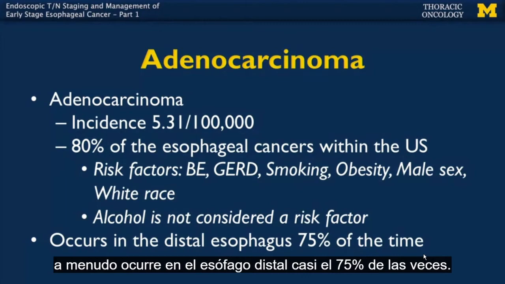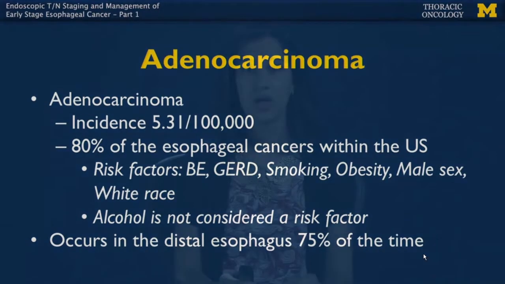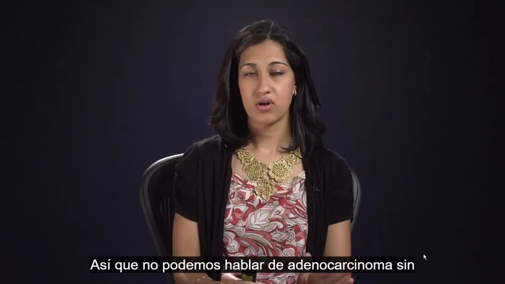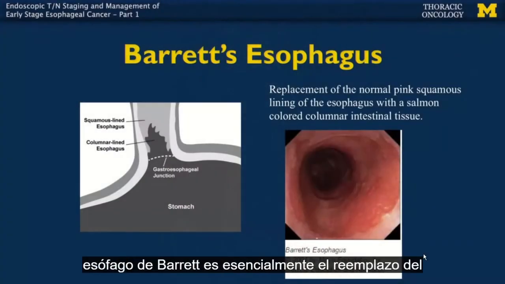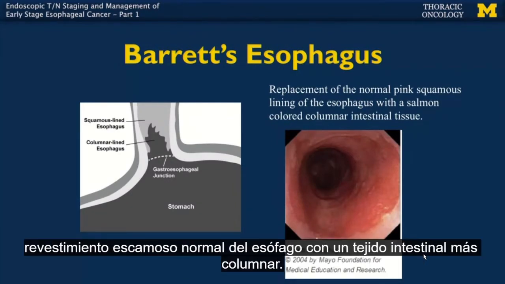Another interesting point is to note that this cancer often occurs in the distal esophagus almost 75% of the time. So we cannot talk about adenocarcinoma without touching on Barrett's esophagus first. Barrett's esophagus is essentially replacement of the normal squamous lining of the esophagus with a more columnar intestinal tissue.